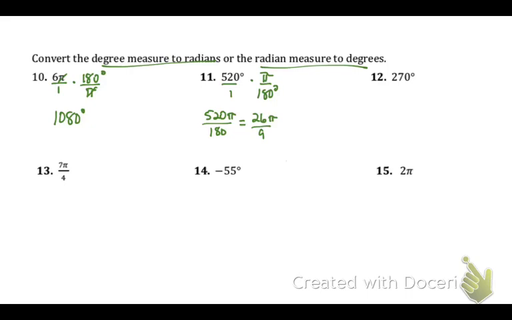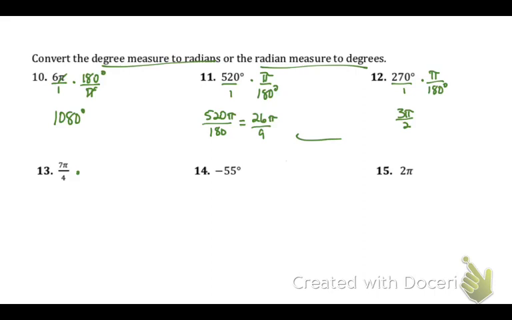Number 12, we also are going to convert to radian. So we'll take it times pi over 180. All right, so for number 12, we're going to convert degree to radian. So we'll take it times pi over 180 degrees. And then reduce the fraction. So that is 270 pi over 180, which reduces to 3 pi over 2.